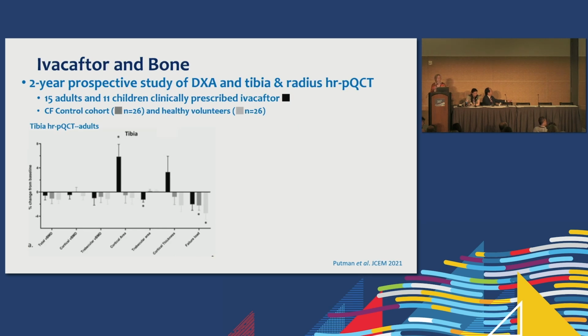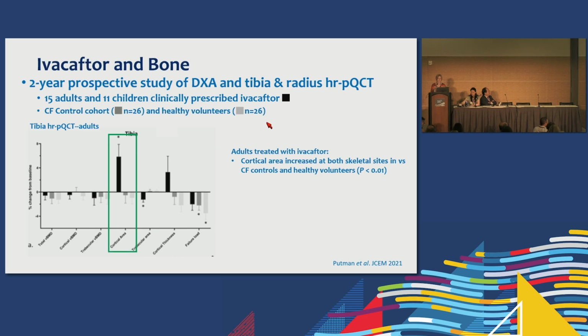Here are some of the data from HRPQ-CT, so thank you to Dr. Williams for introducing this concept. This is of the tibia, and what Dr. Putman demonstrated is that cortical area increased at both skeletal sites versus the CF controls and healthy volunteers. I'm going to come back to this concept later, but that might be either that the outer shell of the bone is expanding or the inner bone is expanding, so you're getting more area. And this may be relevant for some of the findings we have in youth.